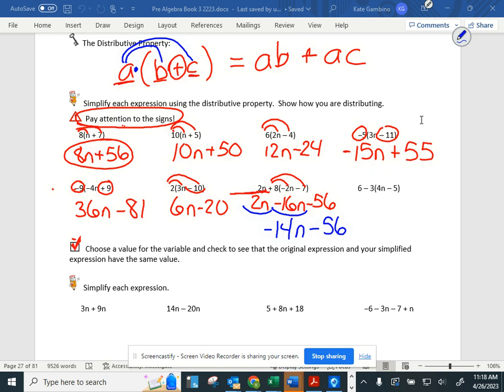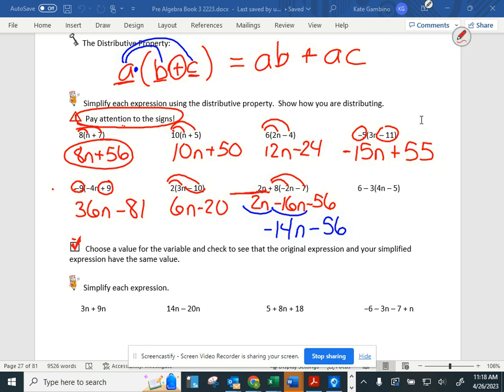So the first thing you do is you distribute that number through the parentheses. Then you bring down the rest of our expression so it's right where it was in the beginning. So 2n was at the front, so 2n is at the front again. So we know it's positive 2n minus 16n minus 56, and I can combine my like terms. So 2n minus 16n gives me a negative 14n. Are we with me still? Okay.